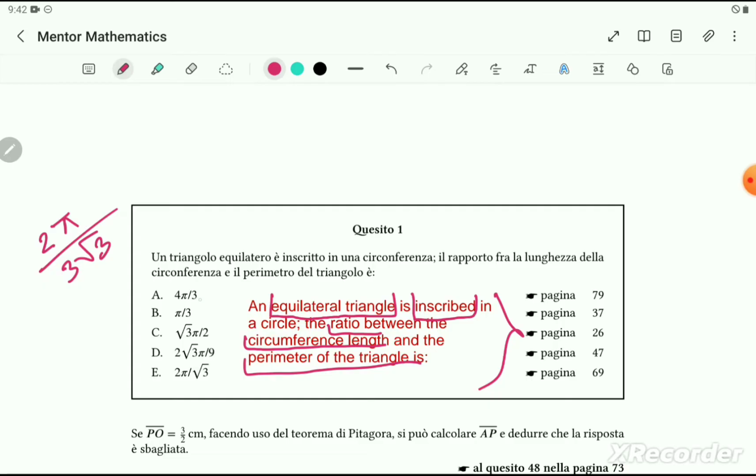So 4 pi by 3: 4 is the upper part, so if we multiply numerator and denominator by 2, we get 4 pi and 6 root 3. So this option we cancel out. Pi by 3 cannot be. Root 3 pi by 2 is also not possible.